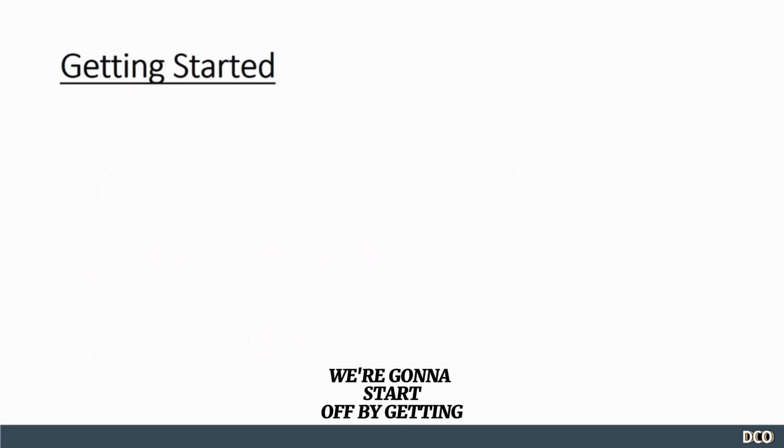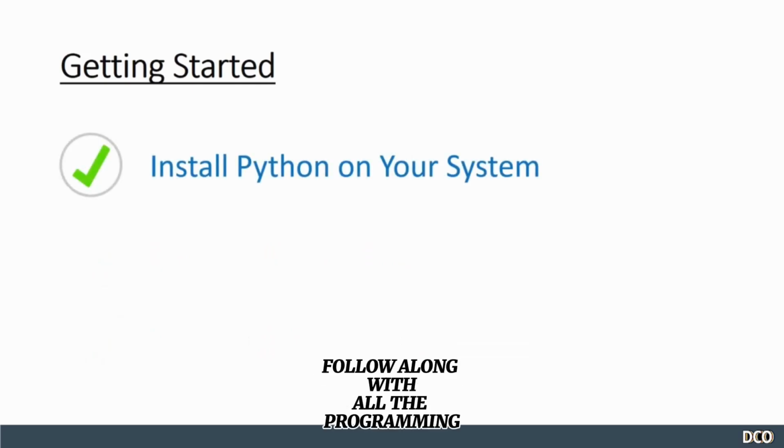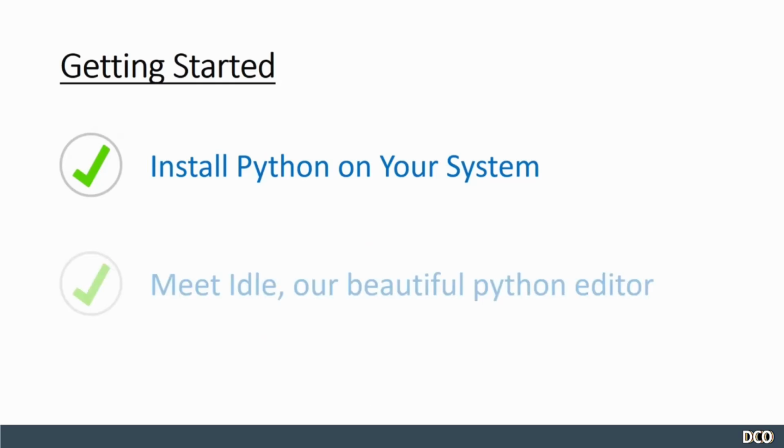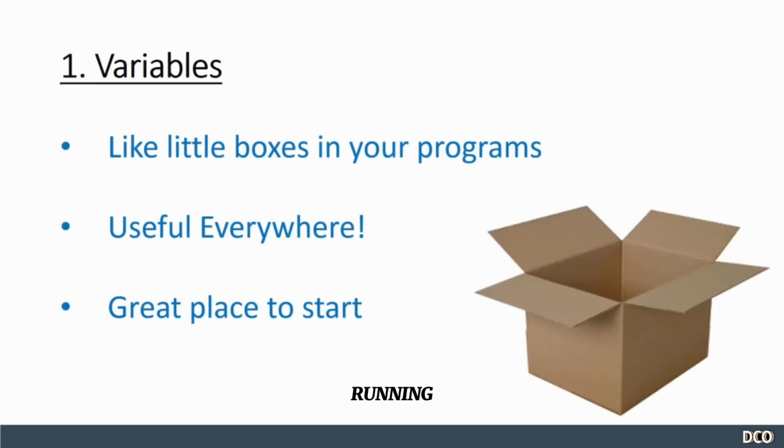We're going to start off by getting you all set up with Python, whether you're using Windows, Mac or Linux, so you can follow along with all the programming goodness. You'll also be introduced to IDLE, the main interface we'll be using to program in Python throughout the rest of the course. Once you're all set up and running, we're going to move on to variables. Now variables are like little boxes in your programs that you use to store data. You find them everywhere in programming, and they are absolutely key to doing, well, anything. So that makes them a pretty good place to start.